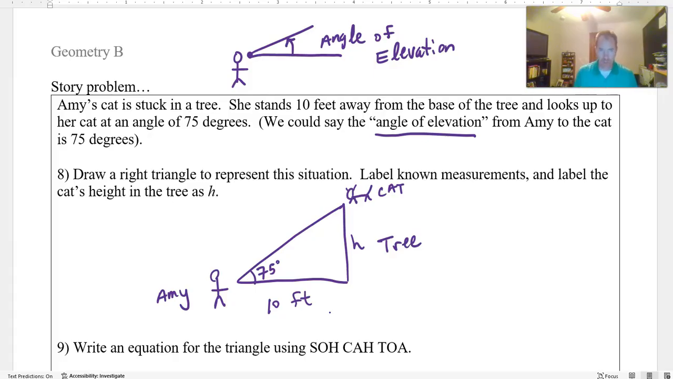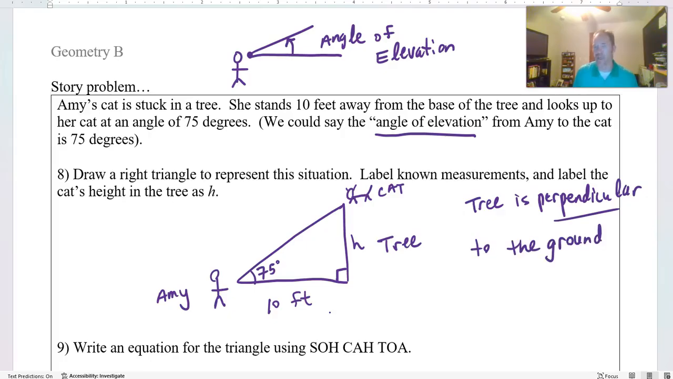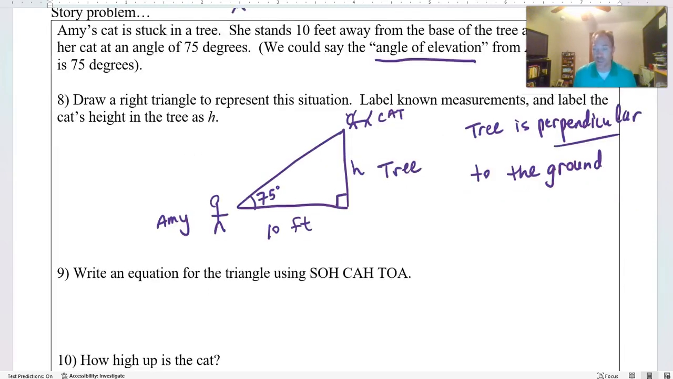The only other thing I would probably mention, on my quizzes and my tests, I usually tell you, we would probably assume that the tree is perpendicular to the ground, meaning the tree creates a right angle with the ground, if you know that. Because we're doing right triangle trigonometry right now, we need to have that right angle. We need a right triangle in order to proceed with this. So there's our diagram from the story. Basically just coming up with a triangle and labeling known angles, known sides, and the side that we're ultimately going to care about, which is the cat's height h.